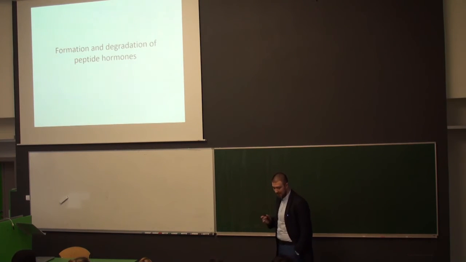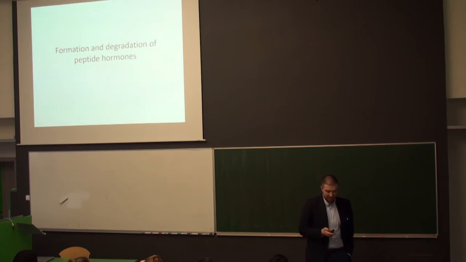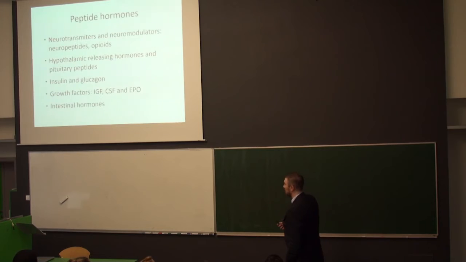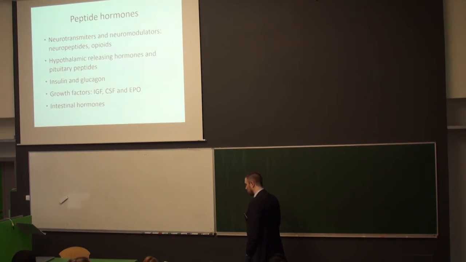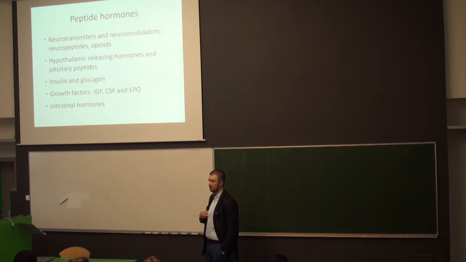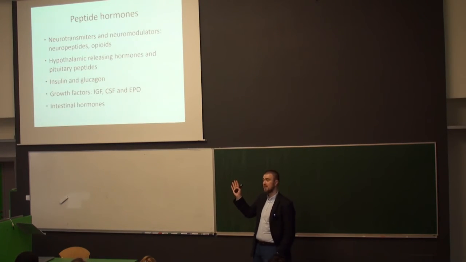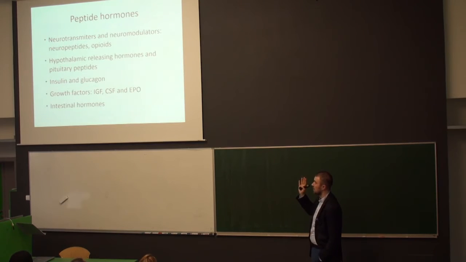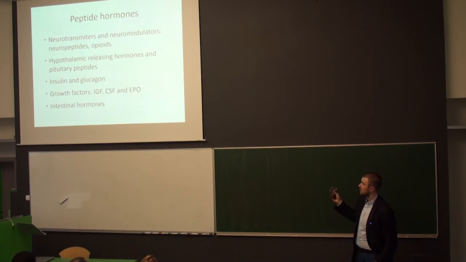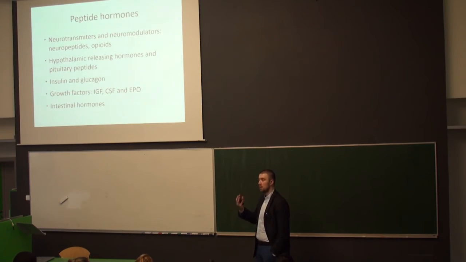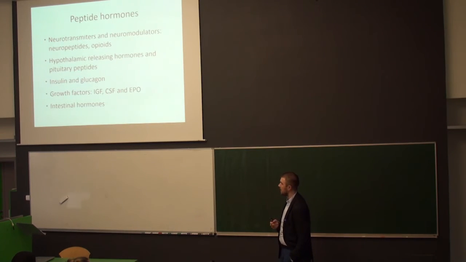So if no question, then the last topic for today is the peptide hormones. You know, the peptide hormones or peptide signaling molecules are a very big group of compounds. Here you have only some of them in the list. Peptide signaling molecules you can find in your central nervous system, for example, opioids, such as enkephalins and endorphins, which are peptides produced in the CNS.